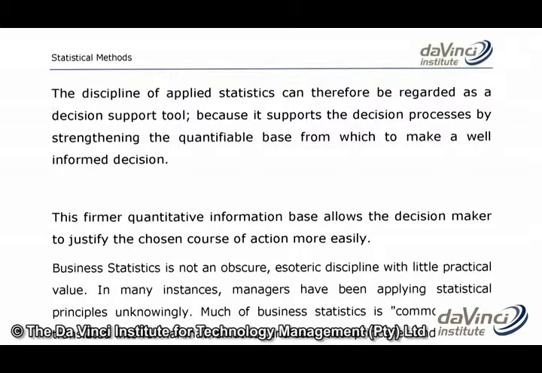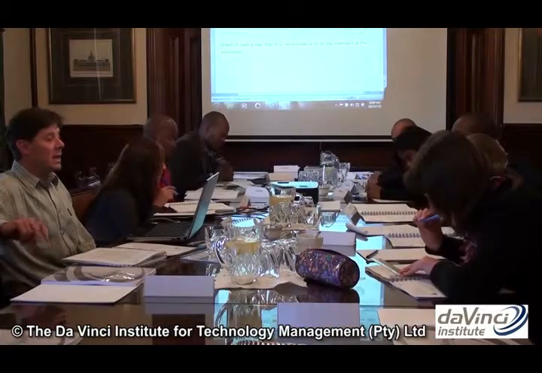The discipline of applied statistics can therefore be regarded as a decision support tool. I like that, guys, a decision support tool, because it supports the decision processes by strengthening the quantifiable base from which to make a well-informed decision. Love that as well. So that's why we use the information, so we can make a well-informed decision. Does it mean it's the right decision? Not necessarily. Guys, and be careful of assumptions.